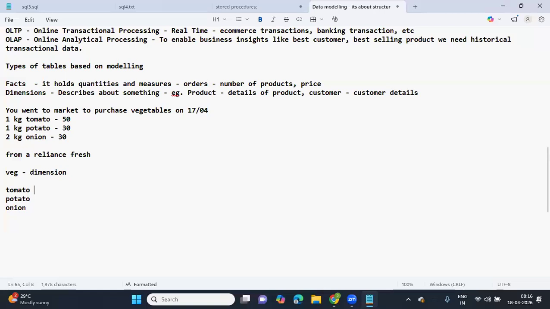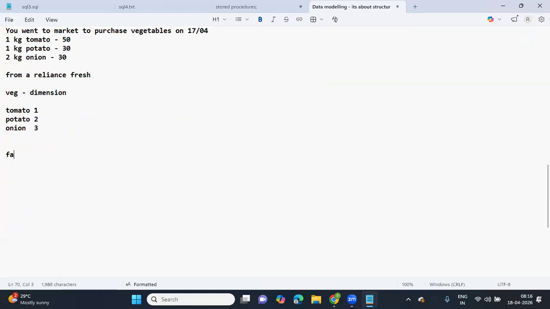That's a unique ID for each product. So you will have tomato as ID 1 and some IDs we are maintaining for each of the vegetables. So this is a dimension. Okay, so also now coming to the fact, how much you have purchased. This 1 kg, this 50 rupees, all of that will come into the fact, and also this date, on which date it was purchased. It comes into the fact table. Okay, so it talks about the numbers.